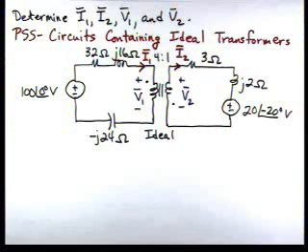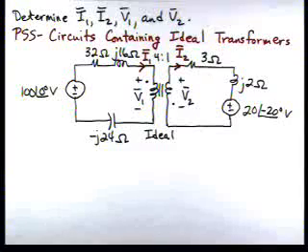In this problem, we're asked to determine I1, I2, V1, and V2. If we notice our circuit, we have an ideal transformer. So we're going to utilize our problem-solving strategy entitled Circuits Containing Ideal Transformers. First step, that strategy says to carefully examine the diagram, determine the assigned voltage, polarities, and current directions in relation to the dots.